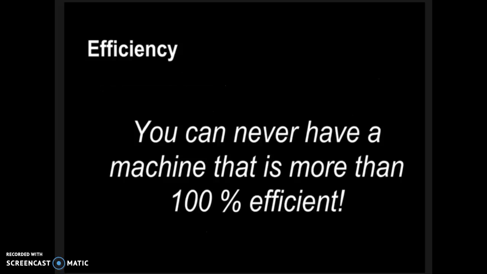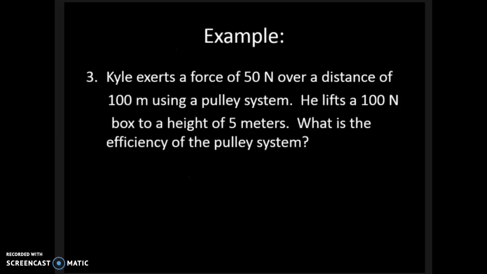And you're never going to have a machine that's greater than 100% efficient. So if you're not sure which work is in and which work is output, then make sure your answer is less than 100%. If it's greater, just flip it around, do it the other way. So we have this guy, Kyle, that's exerting a force over a distance of 100 meters. He lifts this box to this height, and we want to know the efficiency of the pulley system.